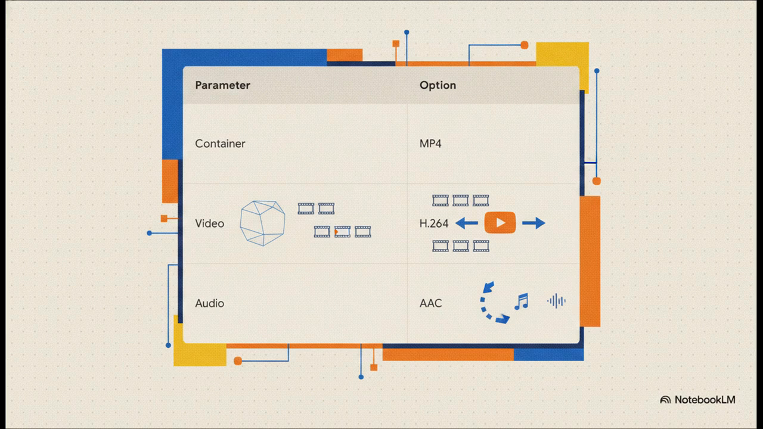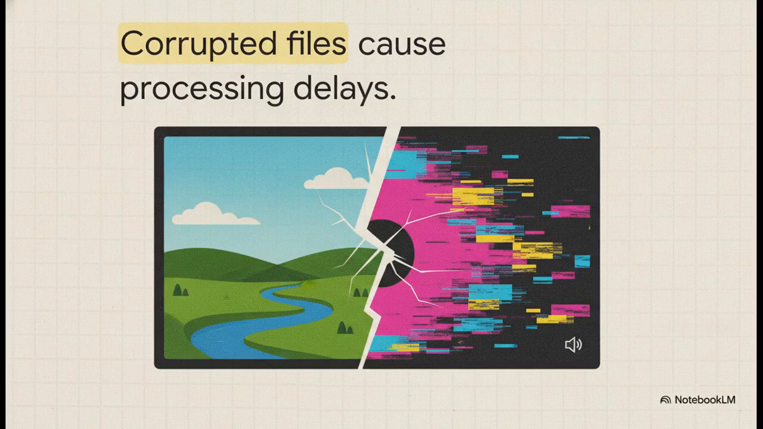You want your container to be MP4, your video codec to be H.264, and your audio codec to be AAC. If you export with these exact parameters, you are speaking the platform's native language, and processing will be infinitely smoother. Another massive roadblock is the file itself. Insanely huge file sizes, like 8K gaming videos exported at extreme bit rates, will absolutely choke the system. You really don't always need cinema-level bit rates.